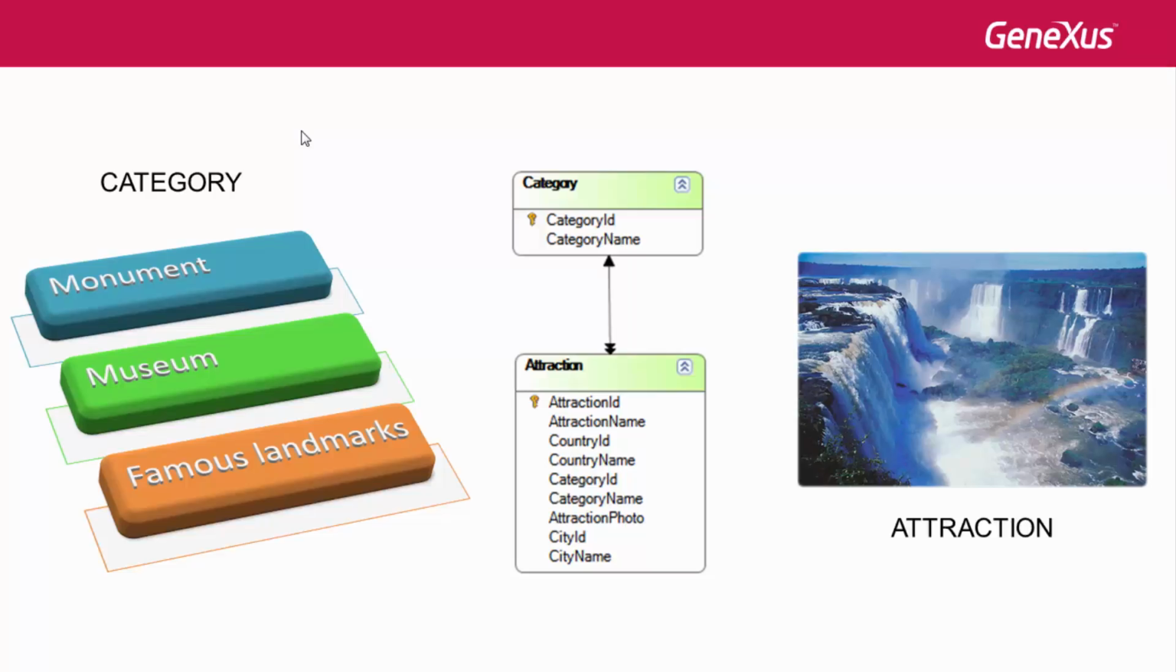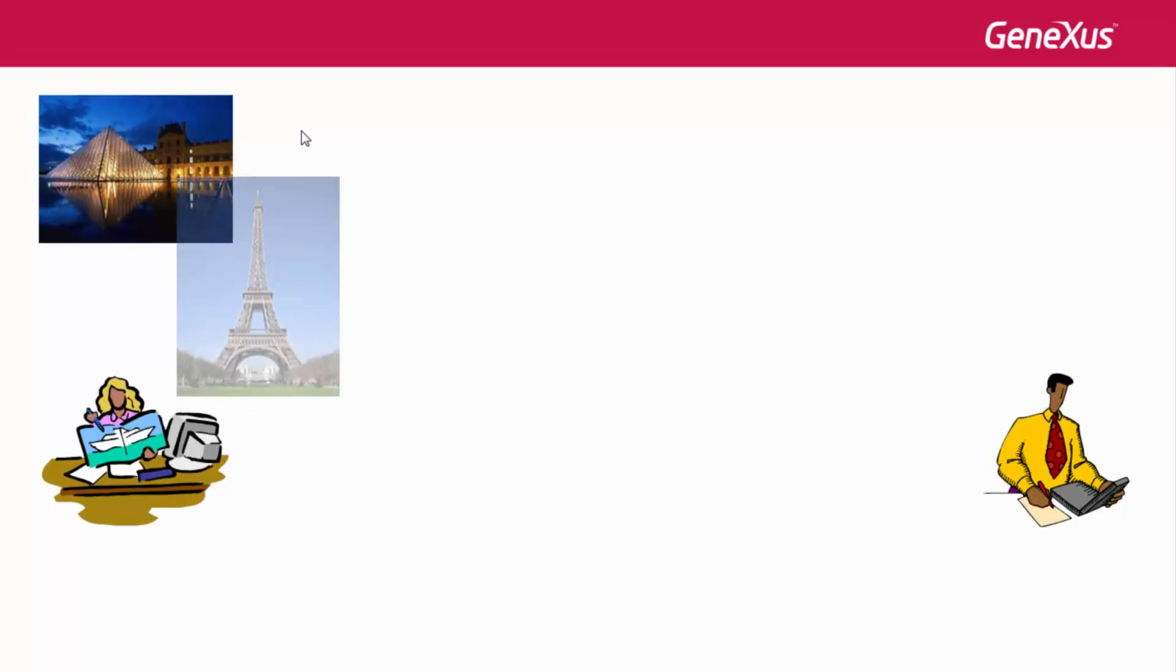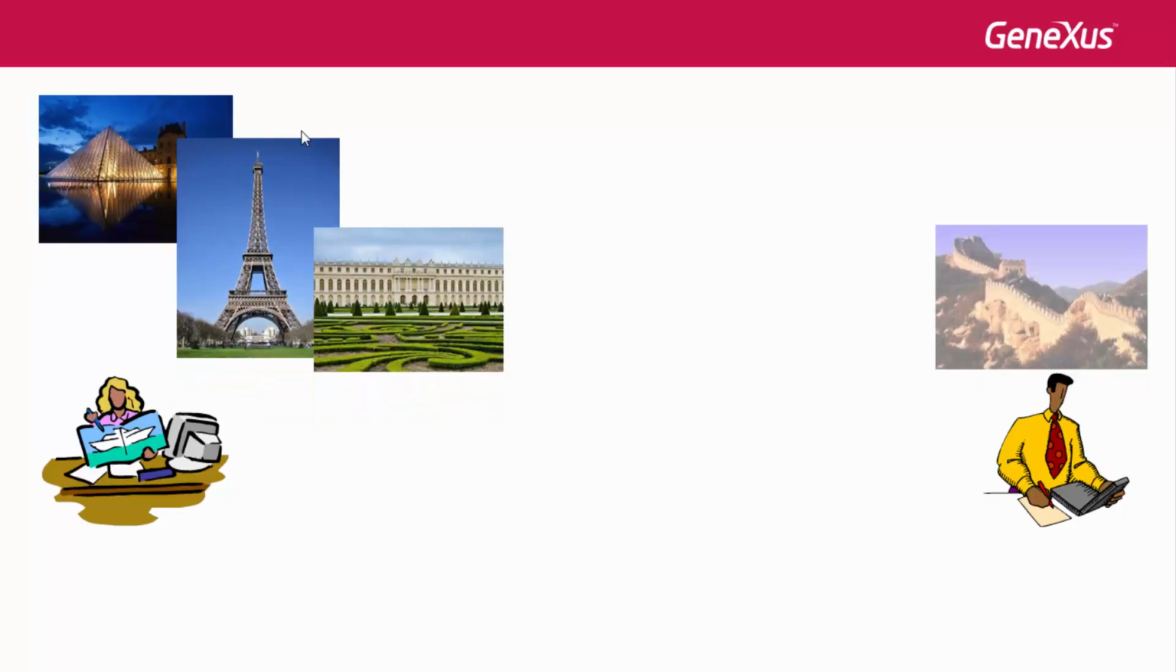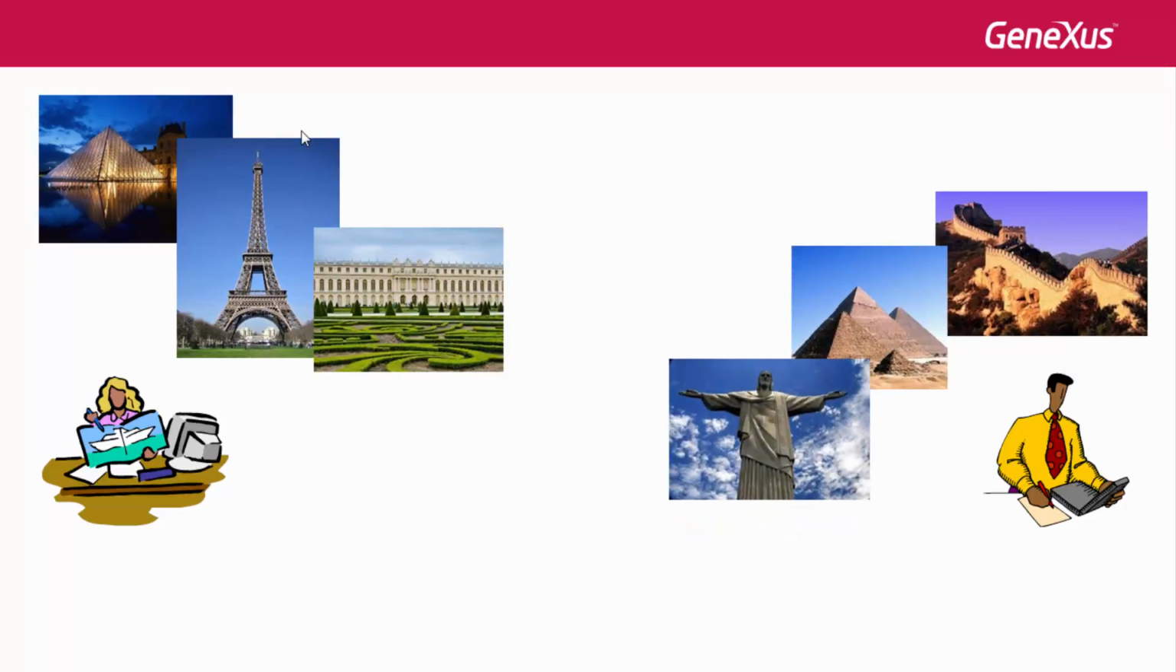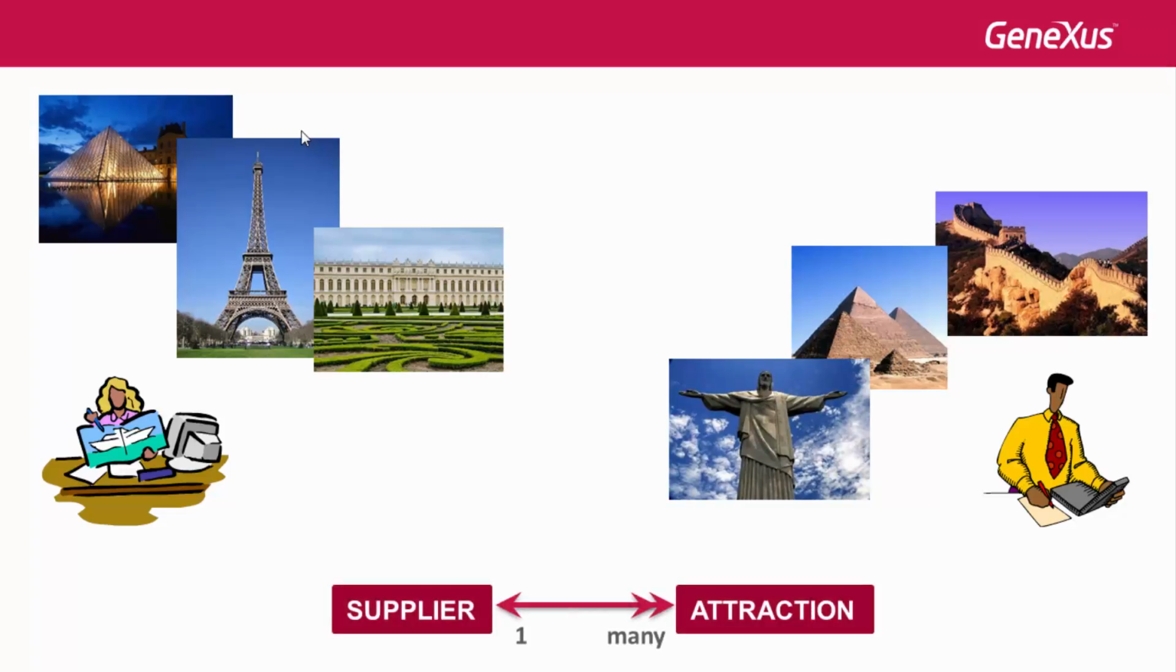The agency's staff tells us that they work with suppliers who from time to time offer them visits to tourist attractions in different parts of the world. Each supplier offers many tourist attractions, but each attraction is managed by a single supplier. To represent this reality, we will create the supplier transaction where we will record suppliers.